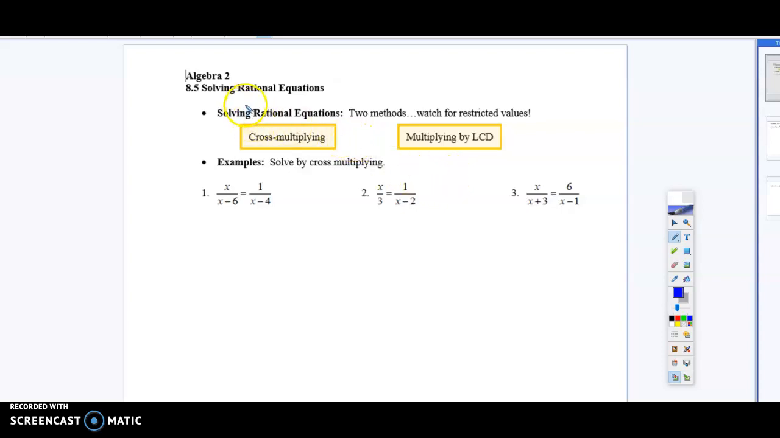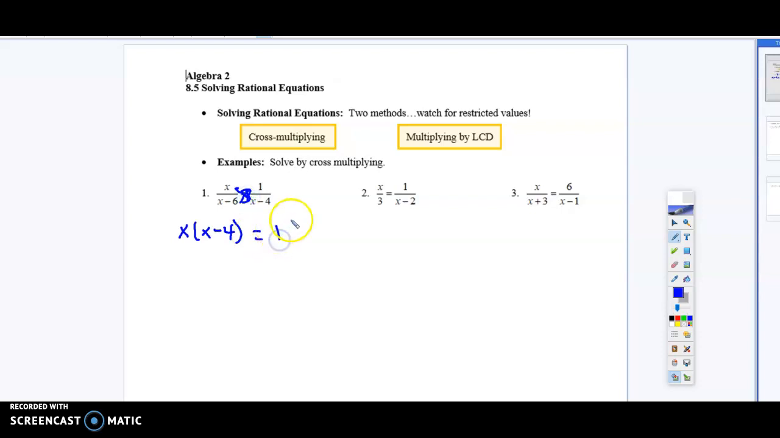All right, so we're going to learn how to solve rational equations. Okay, so when we have something like this where there's a fraction on one side and a fraction on the other, and we've got these x's, we're going to use the cross multiplying method. So what I mean by that is you're going to take this x times this x minus 4. So you're going to do this, x times x minus 4. And then you're going to multiply x minus 6 times 1.